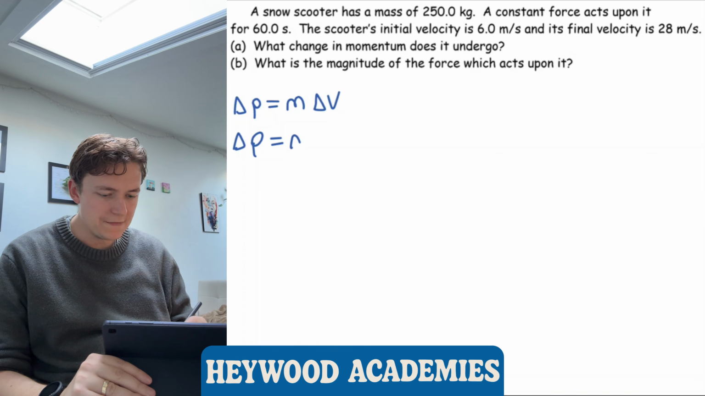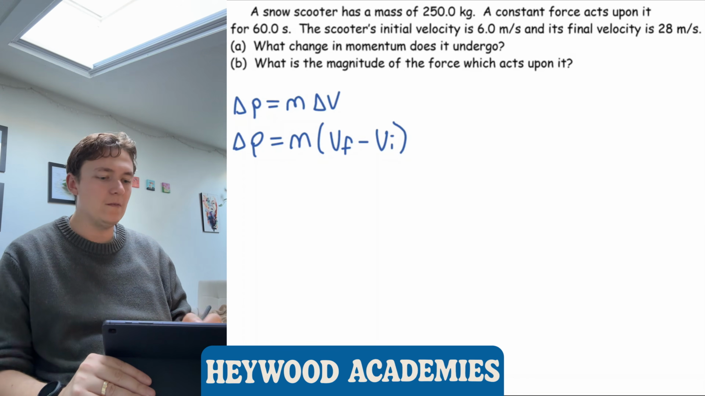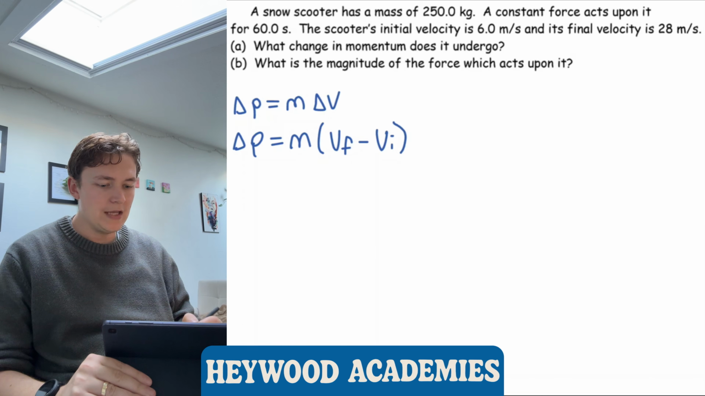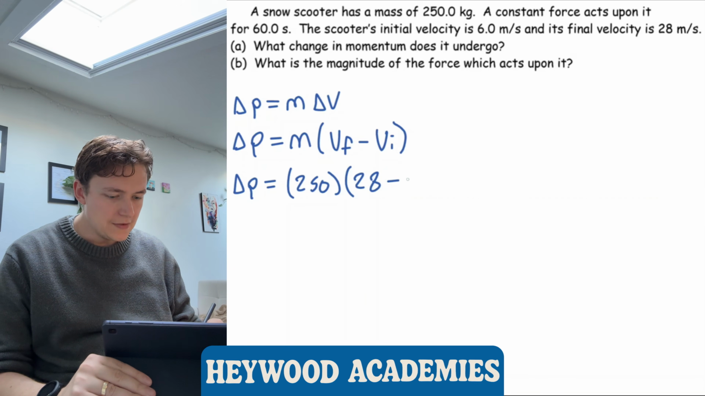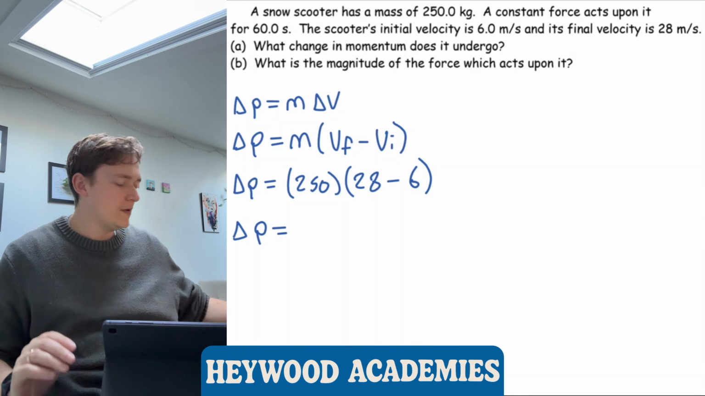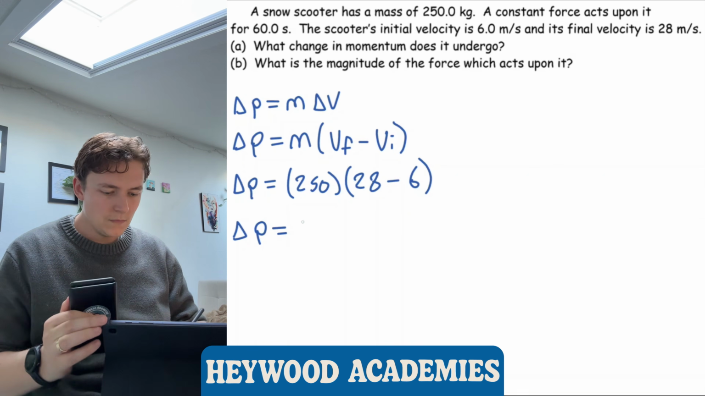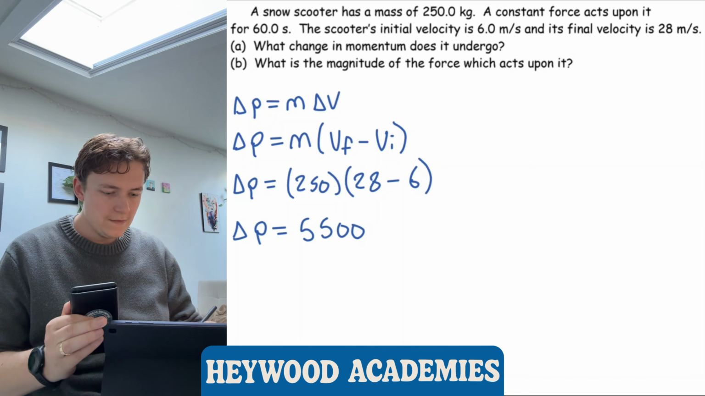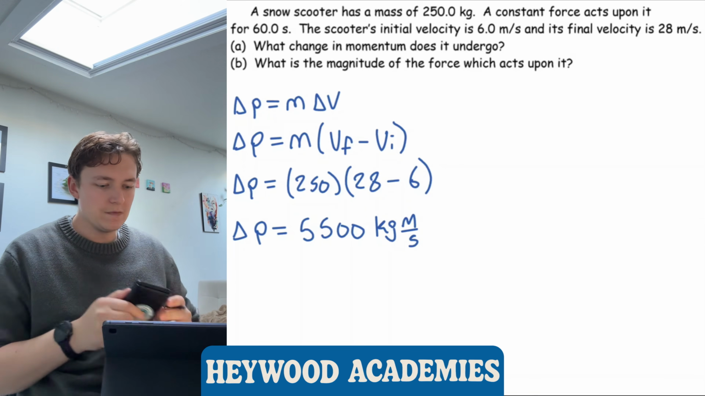Now for the change in velocity, we're going to have to calculate that because we have the final velocity and the initial velocity. So anytime you have a change in something, you can always write that as final minus initial. And now we can plug in the information that they gave us. So we have 250 kilograms, that final velocity was 28, and the initial velocity was 6. So we can go ahead and plug that in the calculator to see what we get. So that's going to give us 5,500 kilogram meters per second. There's a couple different ways to write the units for that, but we'll leave it like that for now.